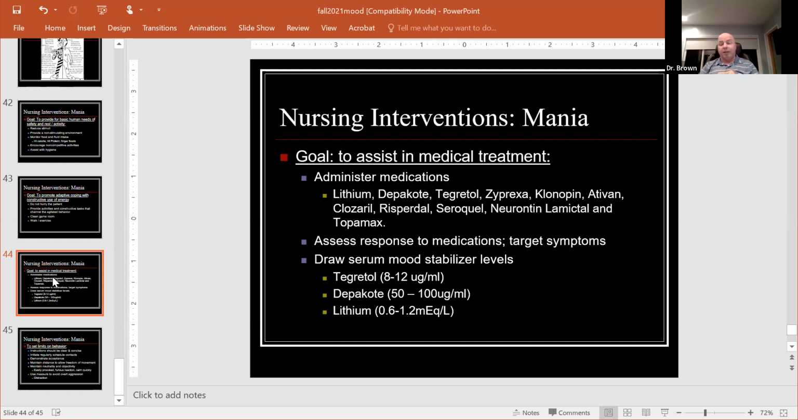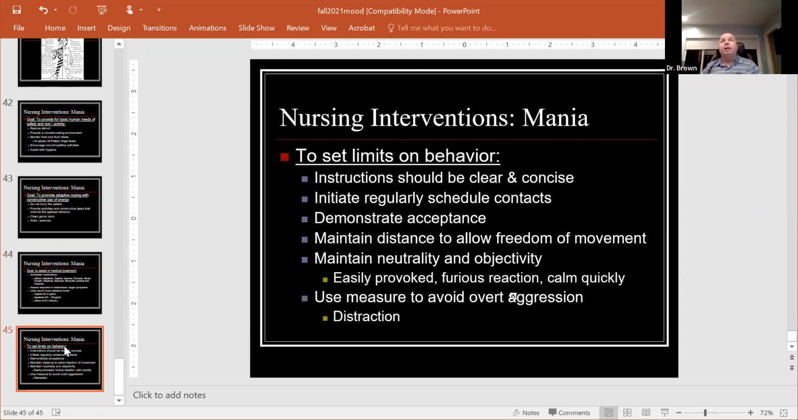Lamictal is another mood stabilizer, but with Lamictal, you have to watch out for Stevens-Johnson syndrome. That's the fatal rash. So if somebody's taking it, you want to ask them, have you had any rashes? Can I see? And Topamax, mood stabilization. Okay. So you want to assess the response to medications. And again, those are the 3 mood stabilizers. And this is the last slide. You're probably saying, good God, is this over?